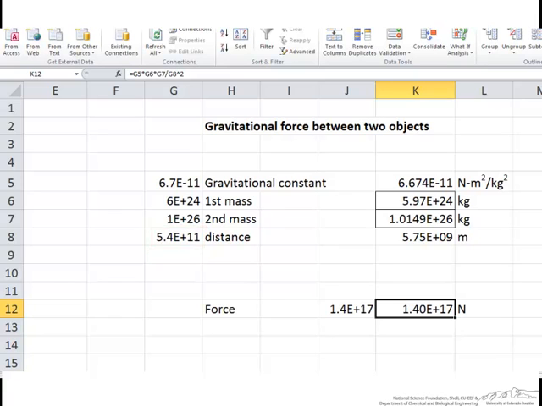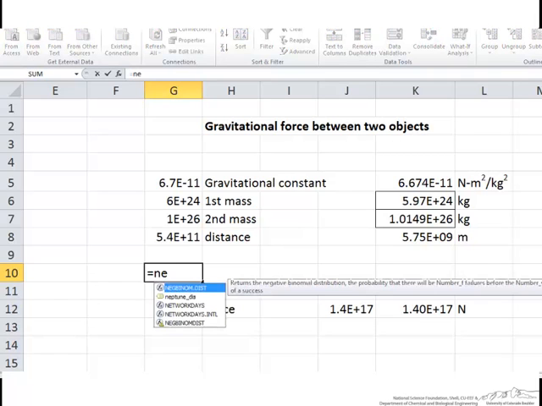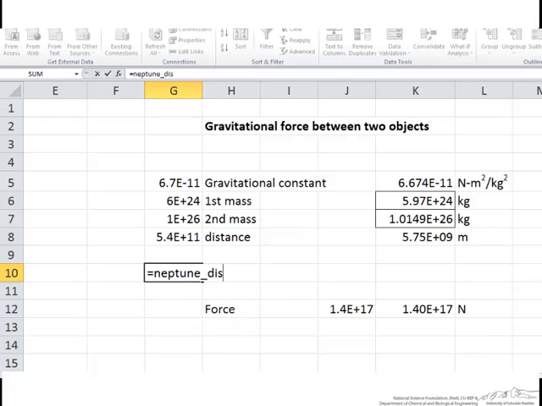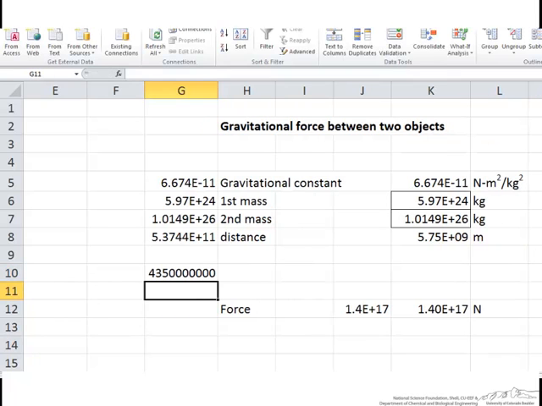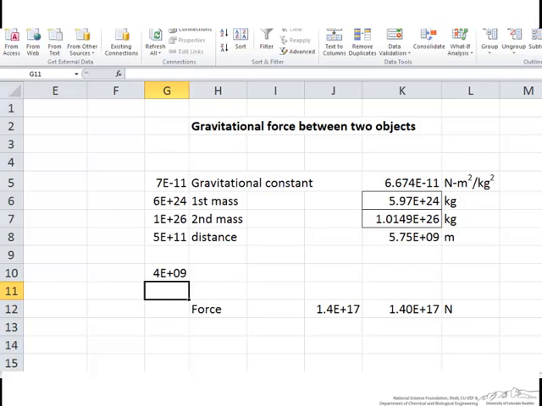So what does that mean? That means if you want that same gravitational force that you got between Pluto and Earth using Neptune's mass, the distance between them would have to be 5.4 times 10 to the 11th. And just as a check, let's see what the distance between them actually is. So this is going to equal the distance of Neptune from the sun minus the distance of Earth from the sun. And if you notice, this is off by more than 2 orders of magnitude.